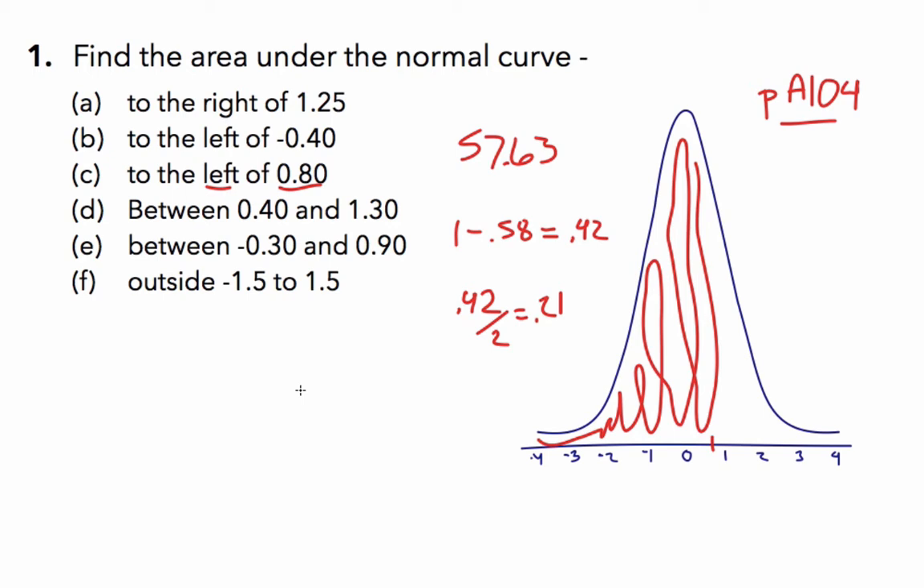But there is a twist here. 0.21 is only the area to the left of negative 0.8. And the question asks about the area to the left of positive 0.8. To get this, we need to add 0.21 to the area we found in the table, 0.58. That way, the value we're solving for covers all of the range of values to the left of positive 0.8. Those two values sum to 0.79, or 79% of the observations.